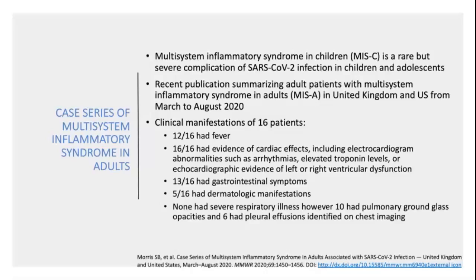And this talks about what we're calling MIS-A as opposed to MIS-C in the UK and England from March to August. And you can see a lot of similarities with the symptom profile that we saw in MIS-C. Everyone of the 16 patients studied did have evidence of cardiac effects, which is a topic we discussed on the last webinar. Fever and GI symptoms are also very, very common. Interesting to note that none had severe respiratory illness, but they did have evidence of pulmonary injury on chest imaging.